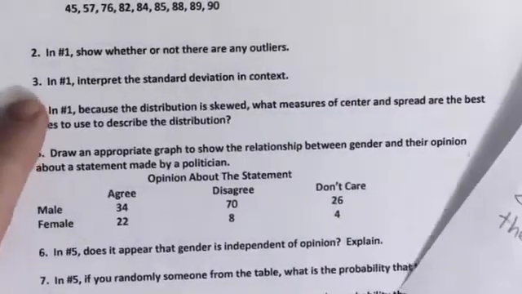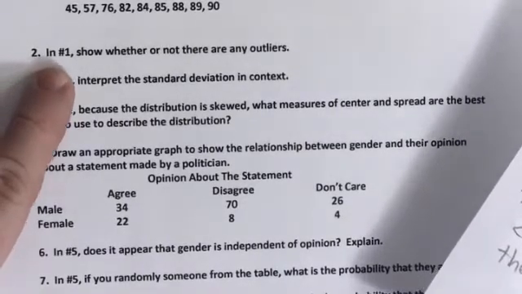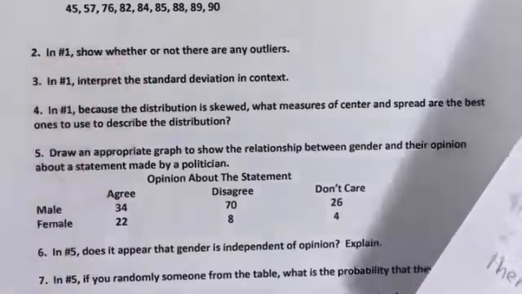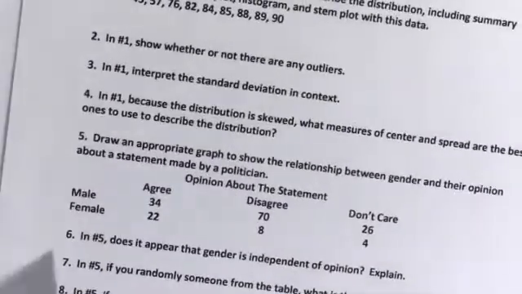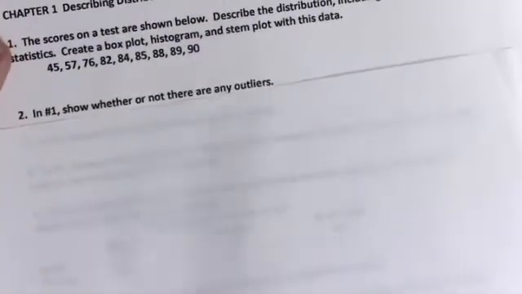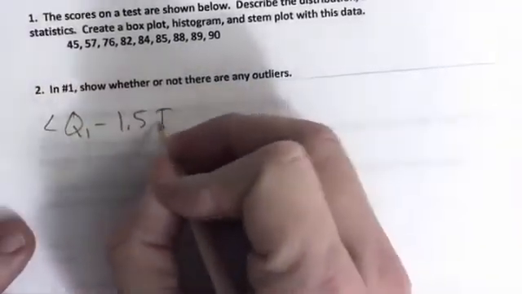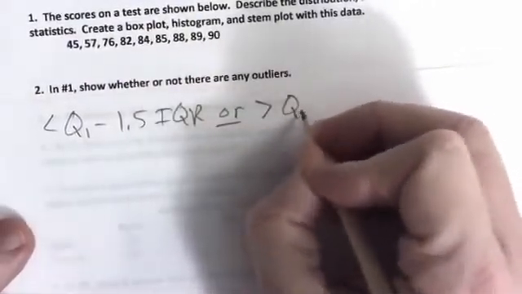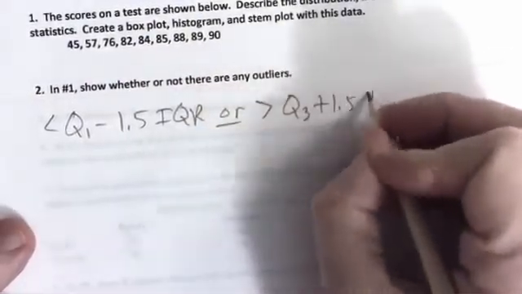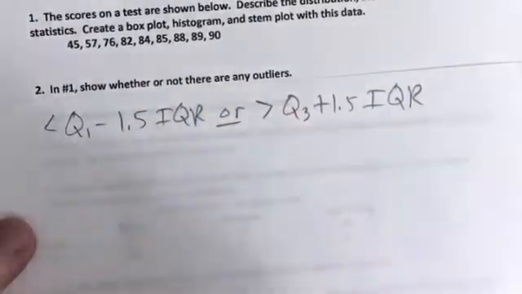That's going to be our most involved problem in this video. So number 2, it says, in number 1, show whether or not there's outliers. Now the formula for outliers is this. Outliers, you just have to memorize this. Outliers are anything less than Q1 minus 1.5 times the IQR, or anything greater than Q3 plus 1.5 times the IQR. And getting off of my calculator is where we got these values.